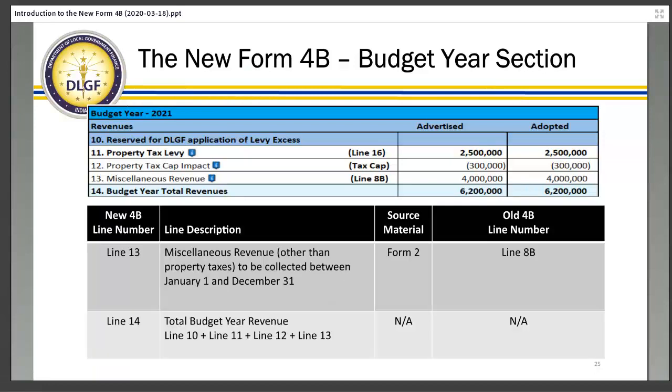Line 13 is the miscellaneous revenue collected between January 1 and December 31st. That's still information that's going to be coming from the Form 2. It is information that used to be presented on the line 8B. Now we've got it as a standalone line in the revenue section in this particular silo.